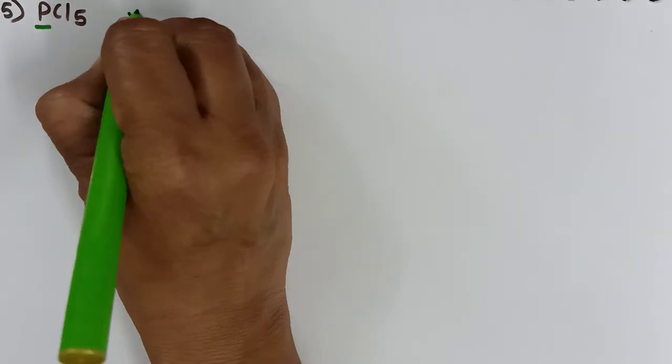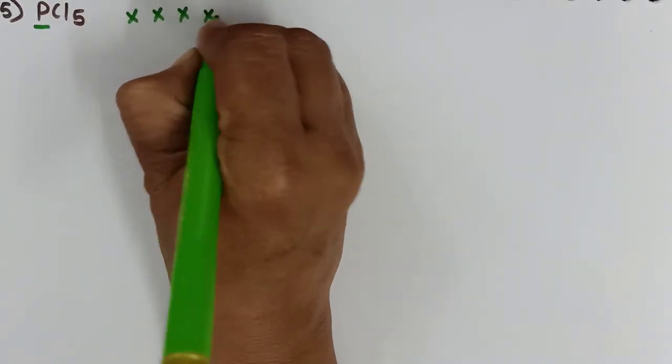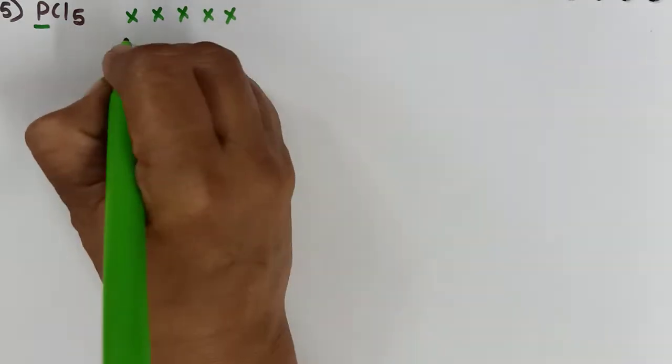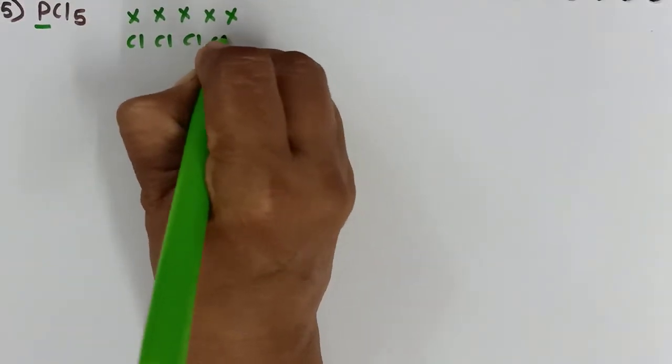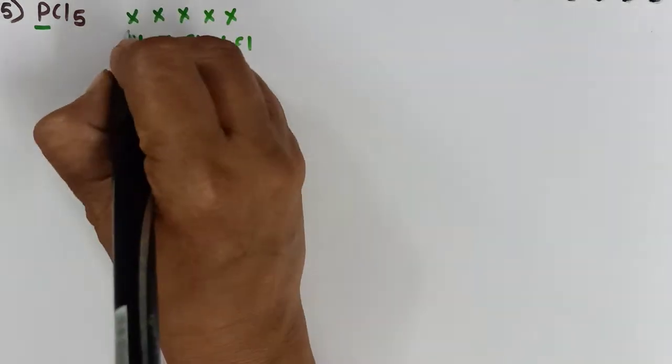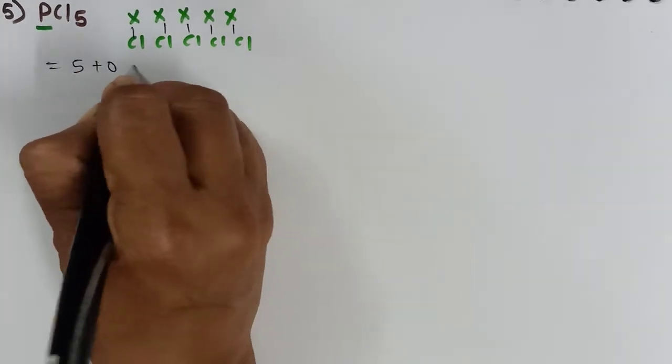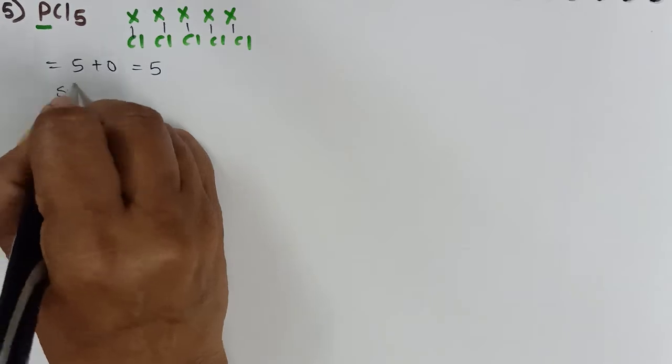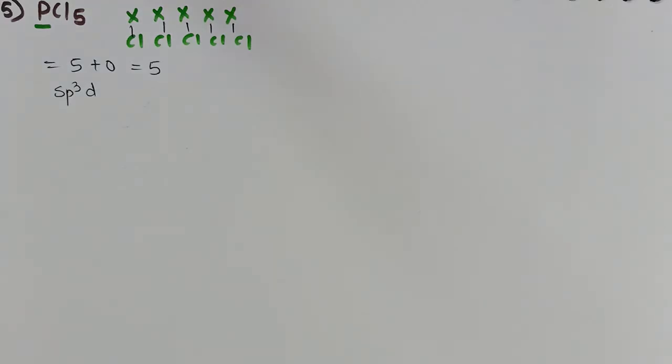The next example is phosphorus pentachloride. In phosphorus pentachloride, phosphorus undergoes hybridization. The number of valence electrons in phosphorus is 5, and each one will form a bond with chlorine. So how many bond pairs? 1, 2, 3, 4 and 5. No lone pair is left out. The sum of bond pairs and lone pairs is 5. Therefore it undergoes sp3d hybridization with 5 bond pairs and no lone pair.